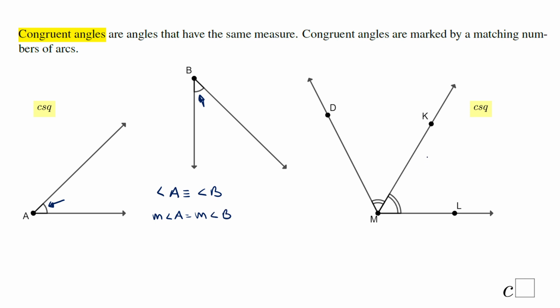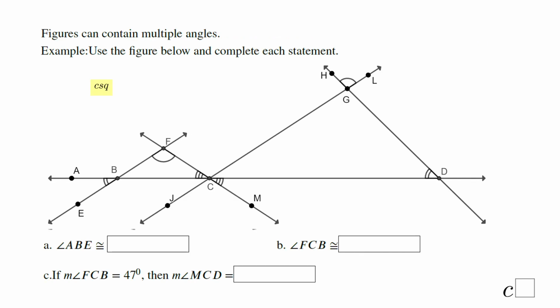And very similar in the other picture, we notice these two angles are congruent. The only difference is I have to use 3 letters. I'm going to say angle DMK is congruent with angle KML. And you can write this statement very similar to the other one using the measure of the angles. Let's take a look at this example. A figure can contain multiple angles like in this problem, and we need to extract information from the picture.